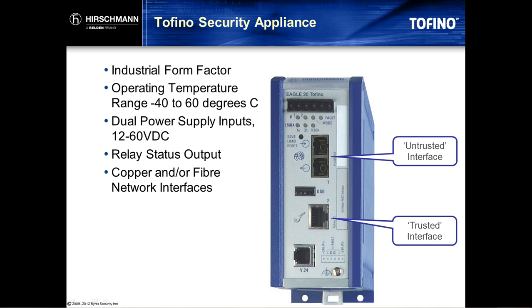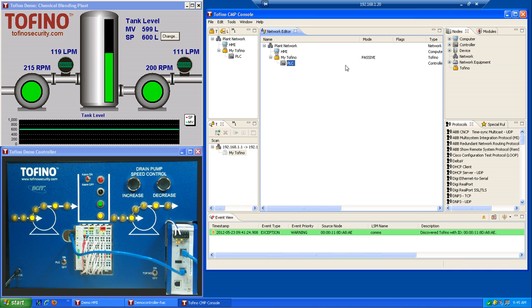So when we connect devices to the trusted interface, the lower interface on the front panel, we want to make sure that those devices are below and to the right of the Tofino icon in the CMP network editor. This is an indication to CMP that the PLC device is actually connected to this lower trusted interface like we see here in the screenshot.